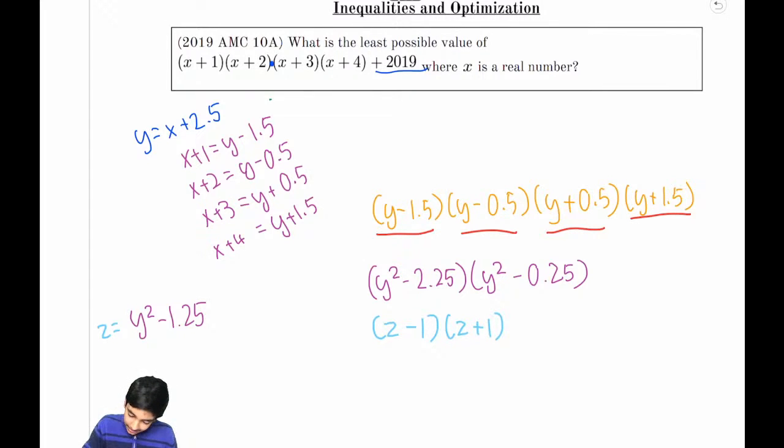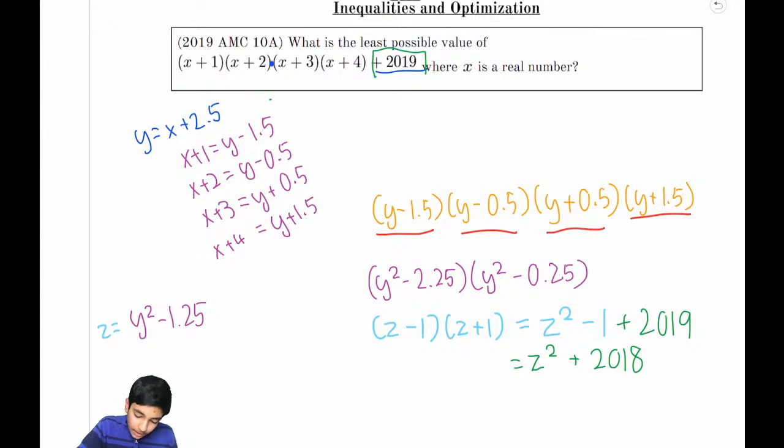And what is the value of this? Z squared minus 1. And then let's put our 2019 back, that we didn't have in the whole problem. Let's add that back here. So plus 2019, which is z squared plus 2018. And what is the minimum of this? The minimum of z squared is 0, because the minimum of any perfect square is 0.